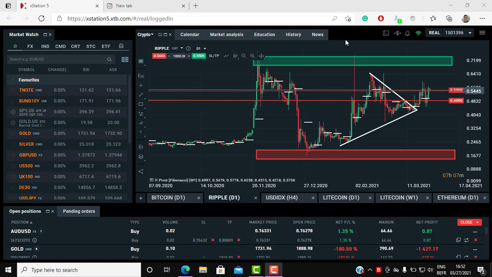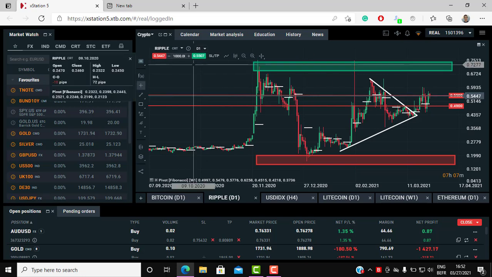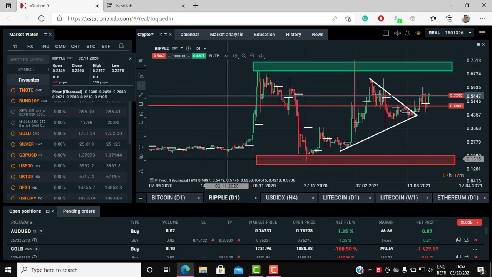Hello and welcome everyone. So in today's episode we're going to be talking about Ripple XRP USD, which is Ripple quoted in US dollar. Now, as you can see here, we're going to go over the daily chart, and as you can see on the daily chart, XRP has been trading between these two areas of resistance and support, these two areas of liquidity, around the 0.7 area here and around the 0.2 area here.